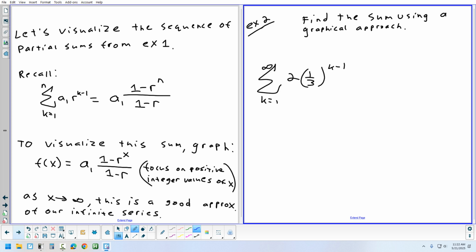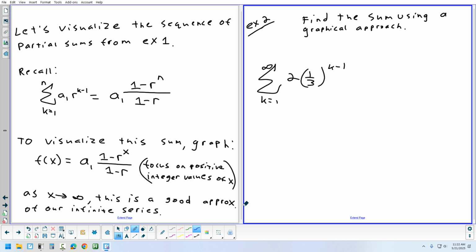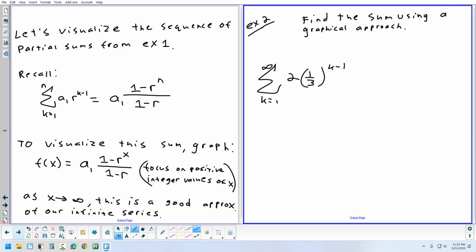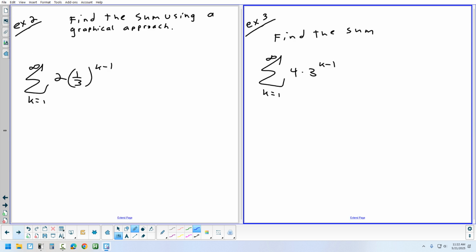And we just did example 2. That's exactly what I just did a picture of. So find the sum using a graphical approach. I did it right there. Okay, let's try this one.